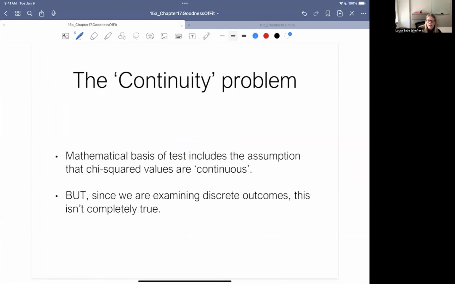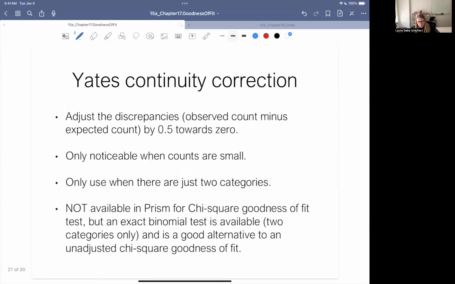However, there is what we call a continuity problem. When we take that chi-squared value that we talked about by looking at the difference and dividing by the expected, we're assuming that these chi-squared values are continuous to go from the chi-square value to a p-value. But since they're discrete outcomes, that really isn't completely true. So what we do instead is a Yates continuity correction. That just helps us out a bit when counts are small, to account for that slight bias or assumption in our data set.